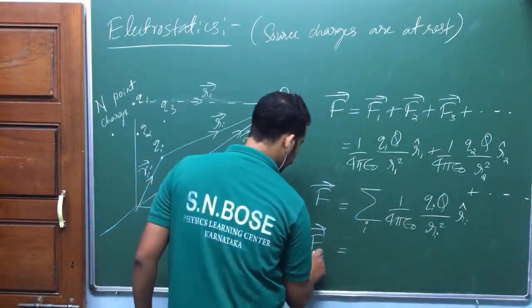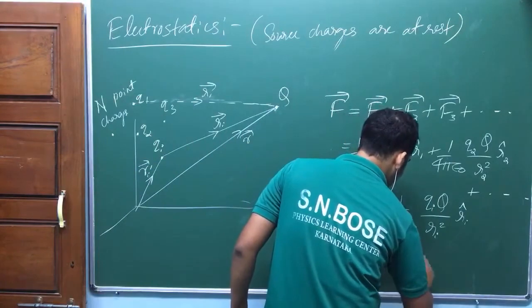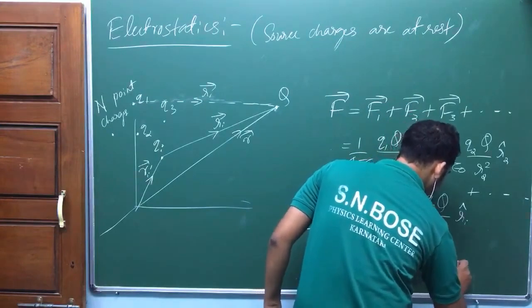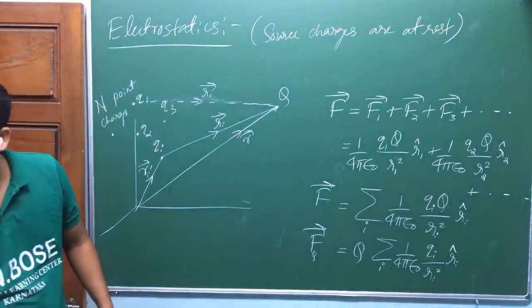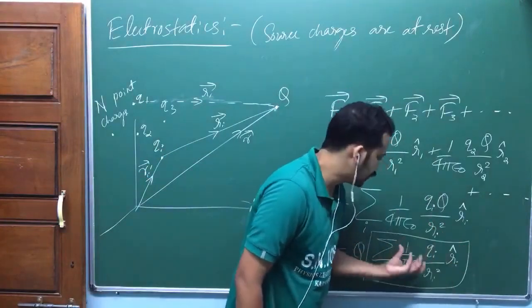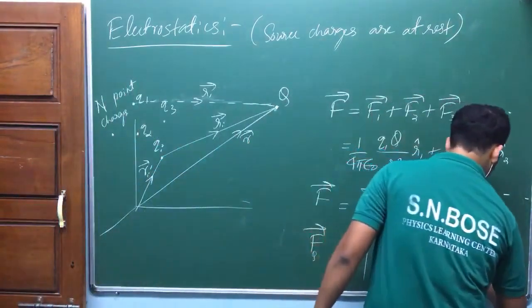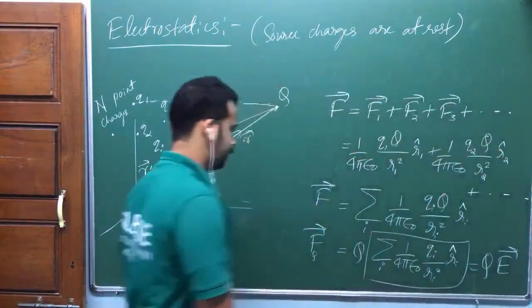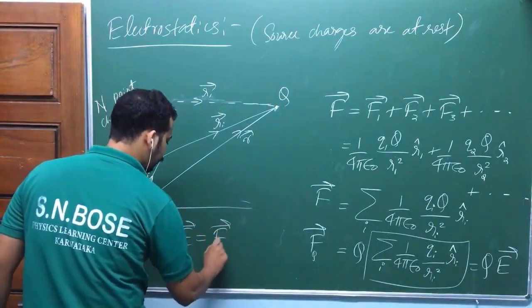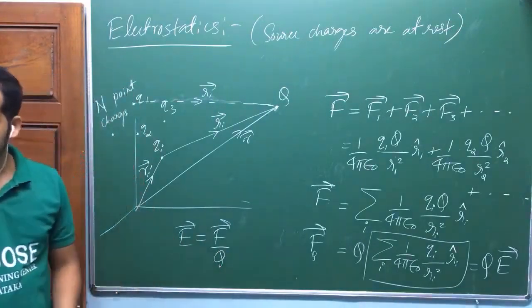Now what you do here is take this capital Q outside. Force on this one, capital Q, is equal to capital Q times summation over i 1 by 4 pi epsilon naught Qi divided by Ri square Ri cap. Now this is a vector, remember. This R1 cap, R2 cap, R3 cap with different coefficients, which are added, isn't it? This is a vector. We call that the electric field. Force is Q into electric field, or you can write electric field as force per unit charge, from this expression. Is that okay?